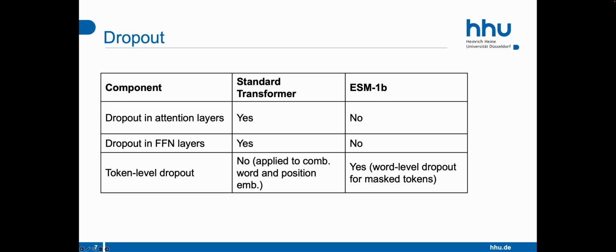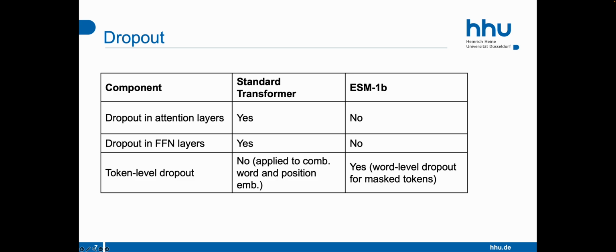If we compare ESM-1b to a standard transformer, we can see some important differences in how dropout is applied. In a standard transformer, dropout is usually used both inside the attention layer and the feed-forward layers. But in ESM-1b, they actually decided to not apply dropout in either the attention or the feed-forward layers. So those parts of the model are trained without randomly dropping activations inside those layers. Instead, ESM-1b uses a different strategy.